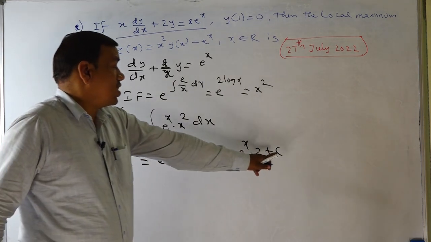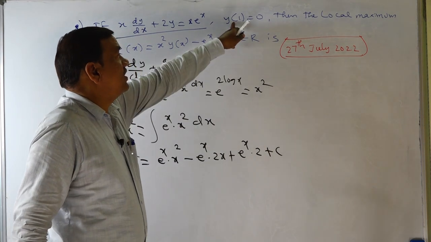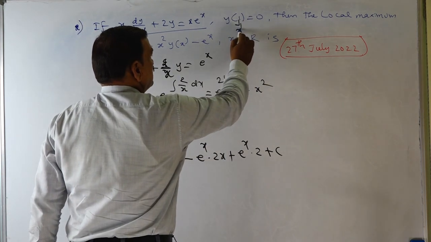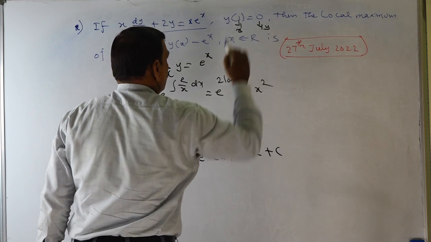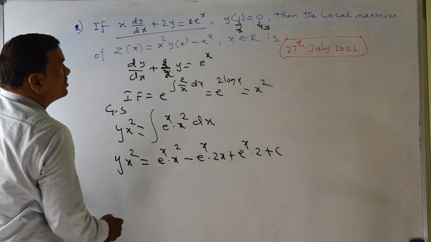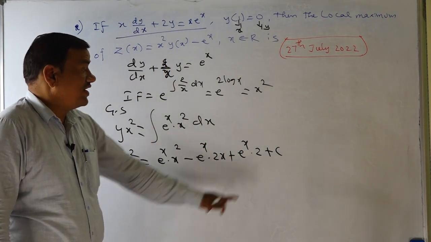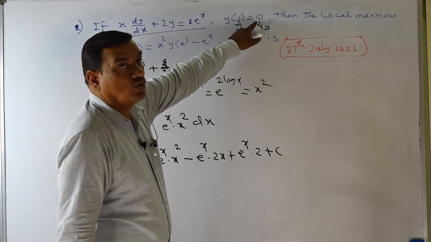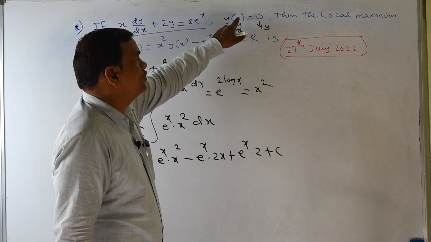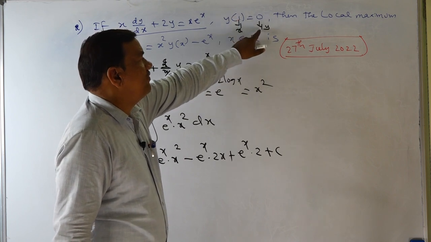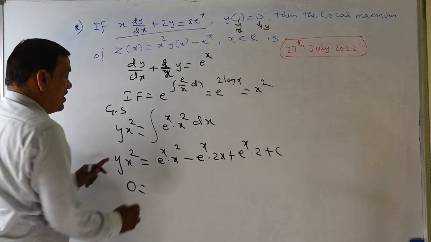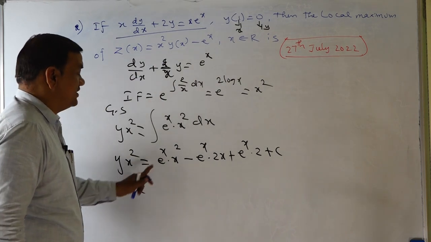So, this is equal to y x square. To find the constant of integration, it is given y of 1 is equal to 0. So, that means wherever x is there, substitute 1, wherever y is there, substitute 0. So, here it will become 0 since the y value is 0. Now, wherever x is there, substitute 1.